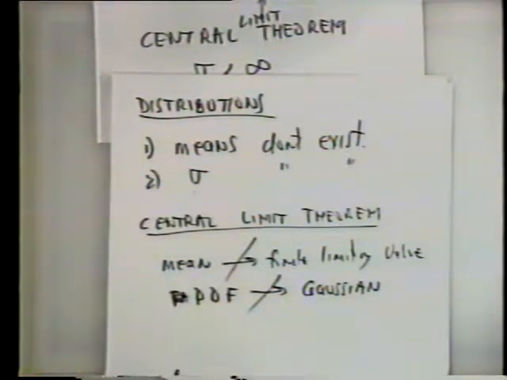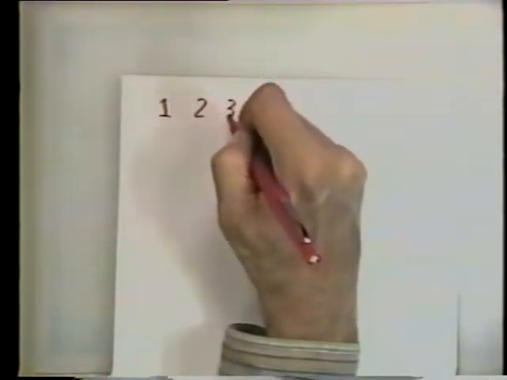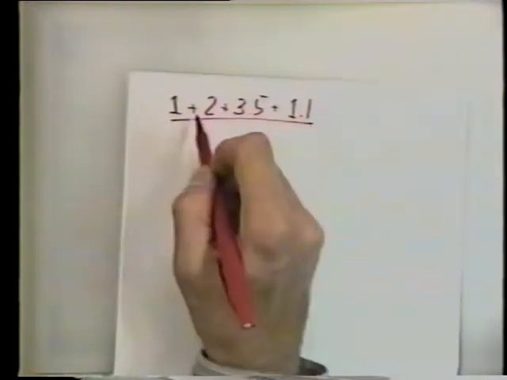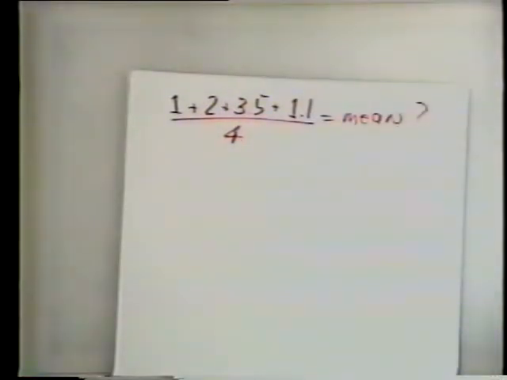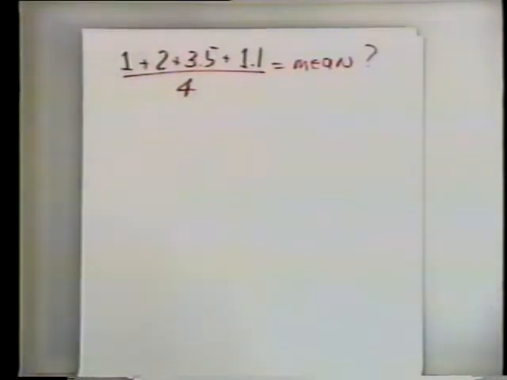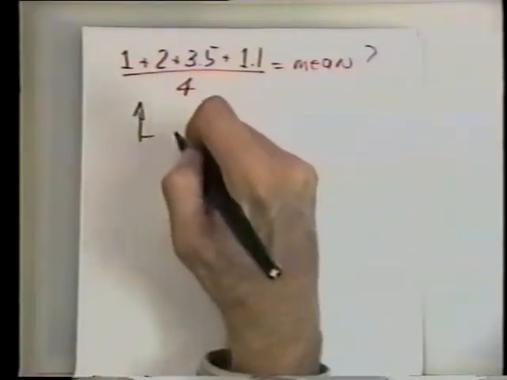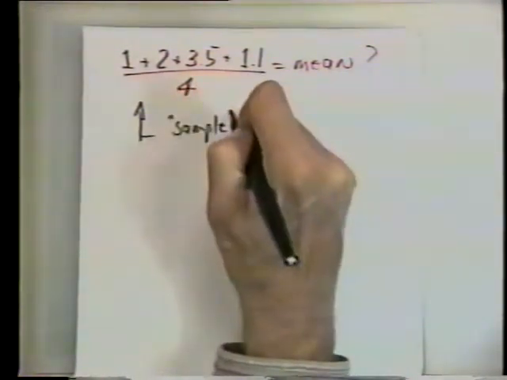Well, how can this be? I mean, this is very, very odd. Because we can always calculate the mean, right? Like if I do 4 measurements, and the measurements produce values of 1, 2, 3.5, and 1.1, I can always add these together and divide by 4, and that should give me the mean, right? So how can the mean not exist? Well, this is not what we mean by the mean. This is technically what we call the sample mean. That is, it's a mean of the sample of data.